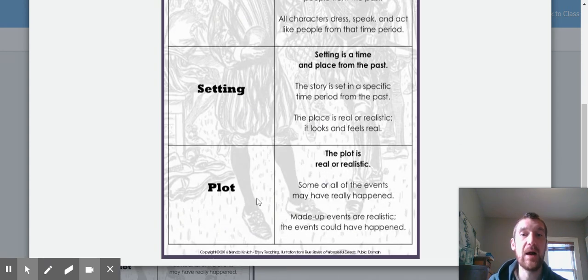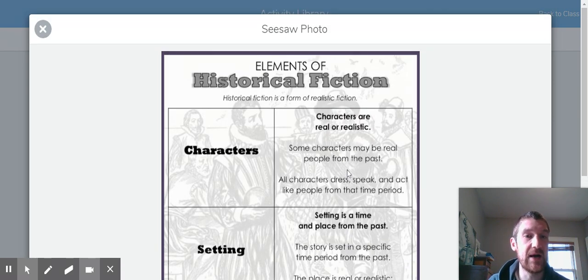Okay. Now, the plot is going to be realistic. Again, there's no magic, dragons, nothing fantasy about it. But what you might notice is there are going to be some real historical events that happened. These could be like disasters or wars or big historical events that really did happen, and those historical events might take place in the books as well. Okay, so I have a few examples to help illustrate some historical fiction.